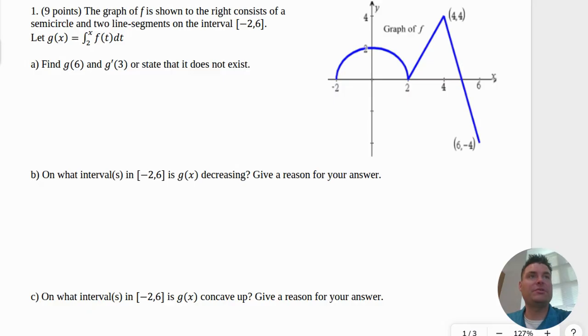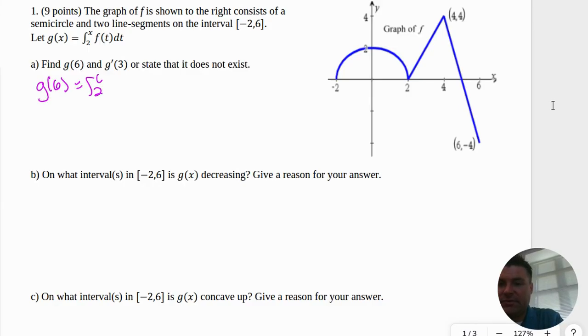Okay, so what we're going to do here is first find, for part A, g of 6 and g prime of 3. So for g of 6, that's as simple as substituting in a 6 into this integral. So from 2 to 6 of f of t dt. All we have to do is do a little bit of geometry here.